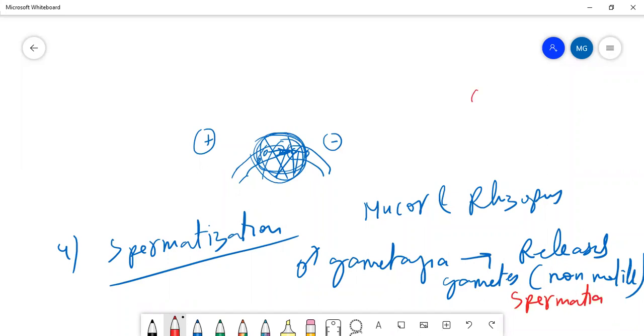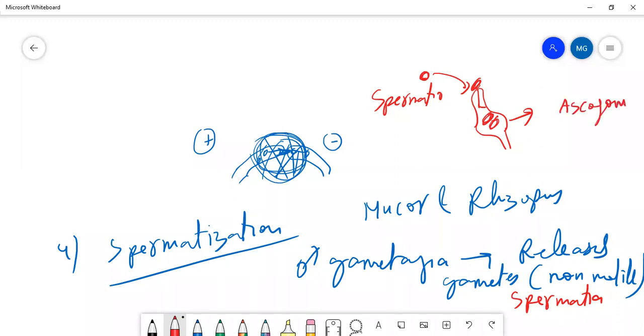And what is here? This is the female. This is our spermatia. The spermatia comes and makes contact with the female gametangia and finally goes inside and fuses. And the female gametangia here is called the ascogonia. So the spermatia will make contact with the ascogonia and finally fertilization will take place and we get a zygote. So this is spermatization.